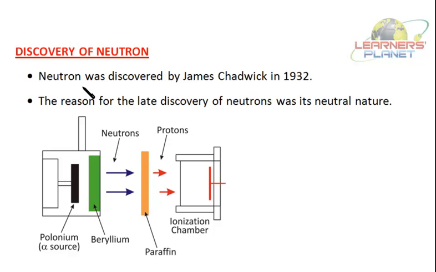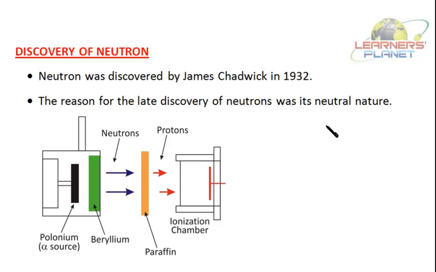So the neutron was discovered by James Chadwick in 1932. See, the discovery of neutron was late. Protons and electrons were discovered earlier, but the neutron's discovery came too late. The reason for the late discovery of neutrons was its neutral nature.